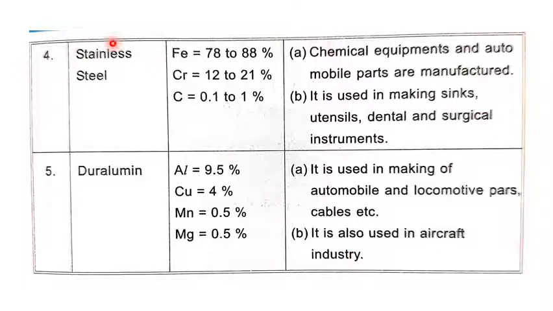Okay, stainless steel: iron 78 to 88%, chromium 12 to 21%, carbon 0.1 to 1%. So chemical equipments and automobile parts are manufactured. It is used in making sinks, utensils, dental and surgical instruments. Next, duralumin is the homogeneous mixture of aluminium, copper, manganese, magnesium: aluminium 9.5%, copper 4%, manganese 0.5%, magnesium 0.5%. Next, it is used in making of automobile, locomotive parts, cables, etc. It is also used in aircraft industry.